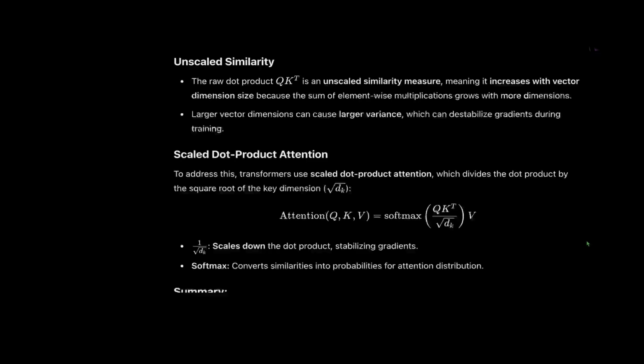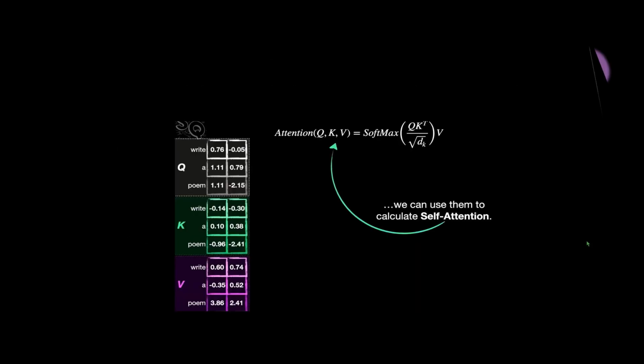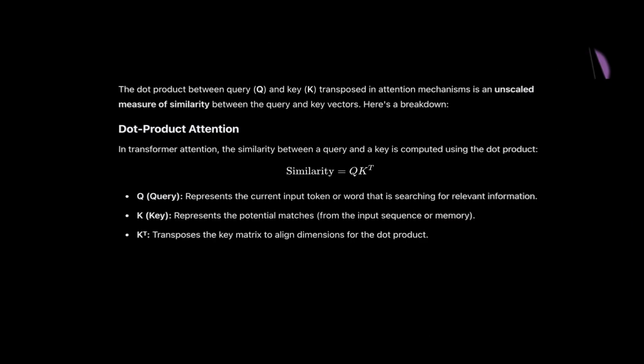Let's now understand the concept behind the softmax operation in attention, represented by Q multiplied by K transpose and divided by the square root of D sub K. We'll go through what each term means and why multiplication and division are used in this formula.